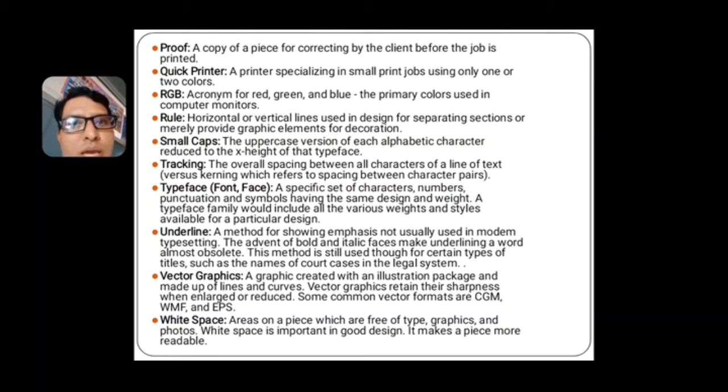As we know, what are small caps? In our word processing, we have already learned about small caps.